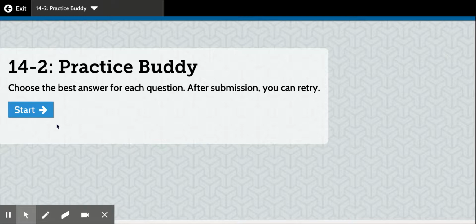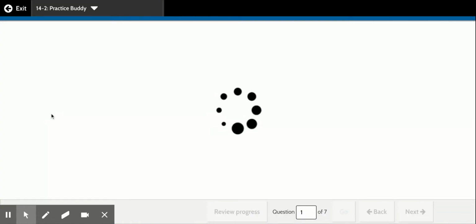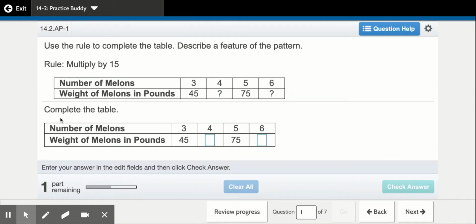For Wednesday's assignment, you're going to continue learning about sequences. This time you're going to use a rule to determine the next number in the pattern, or maybe not the next number, but a few numbers down. So the rule here is to multiply by 15.